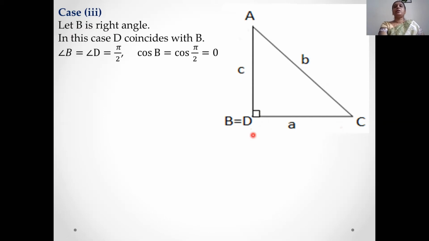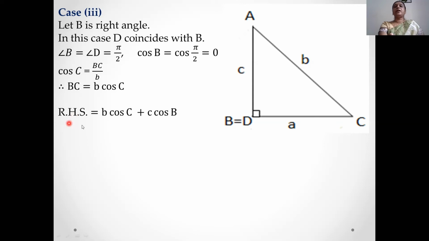Now, this angle B is equal to angle D, and that is equal to 90 degrees, that is pi by 2. And if we take the cosine of this angle, cos B is equal to cos pi by 2, and that will be equal to 0. Now, in this triangle, cos C means adjacent side divided by hypotenuse. What is the adjacent side? That is BC. Hypotenuse is b. Therefore, you write down cos C is equal to BC divided by b. Therefore, we will get BC is equal to b cos C.